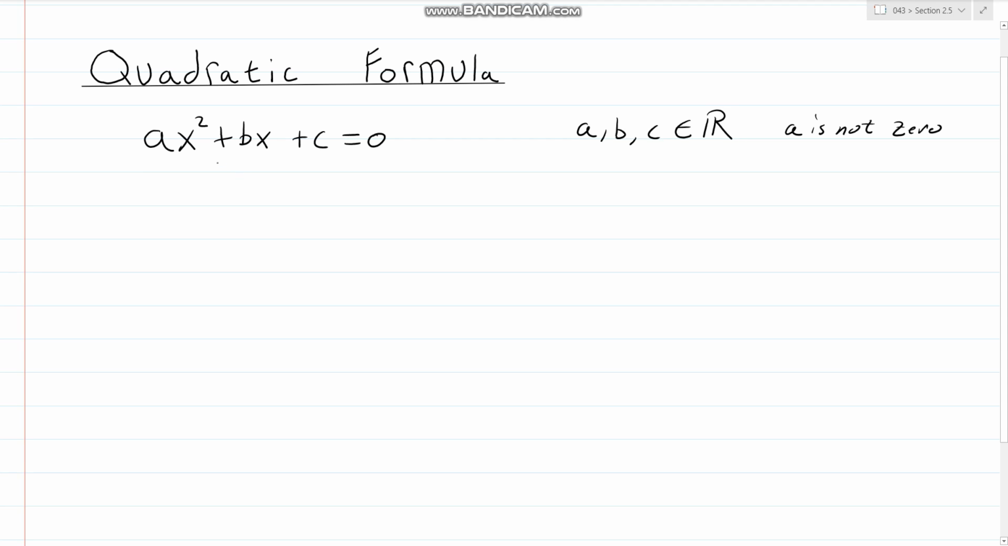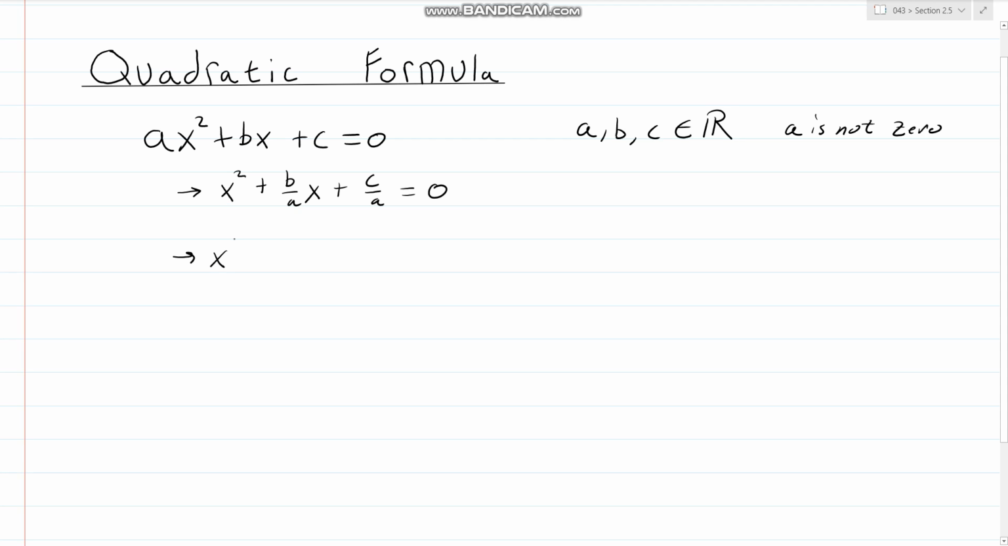I'm going to use completing the square. That's the strongest tool we have so far. So the first step to do that is to divide by that leading coefficient there. So we have x squared plus b over a x plus c over a equals 0. Now, I'm going to make a perfect square, just like we did in completing the square.